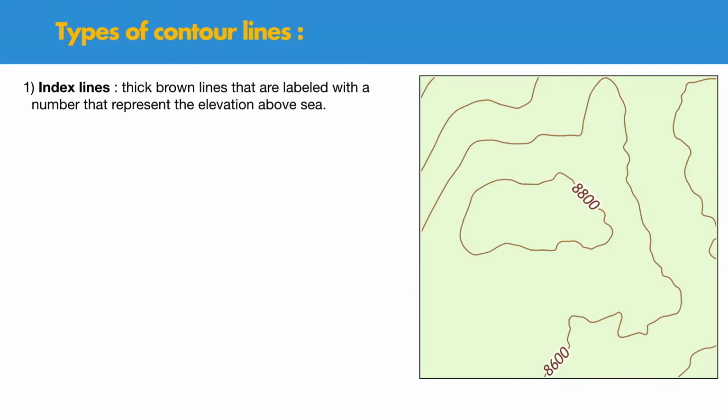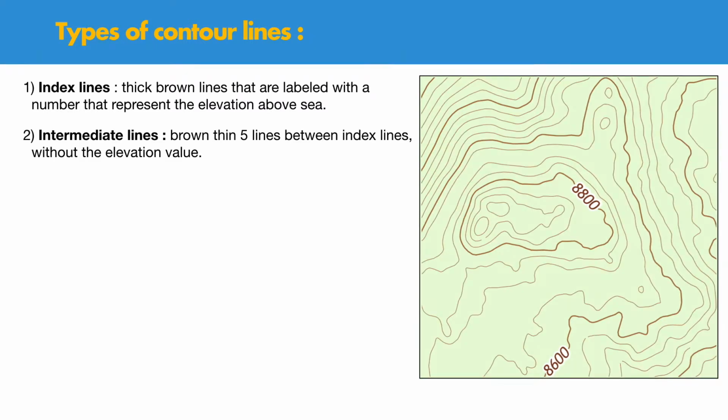First, we have index lines. They're the thick brown lines that are labeled with a number that represents the elevation above sea level. The second type is the intermediate lines. They are the thin brown lines between index lines. They don't have an elevation value, to keep the map readable. These are the two types that you will often find on a topographic map.